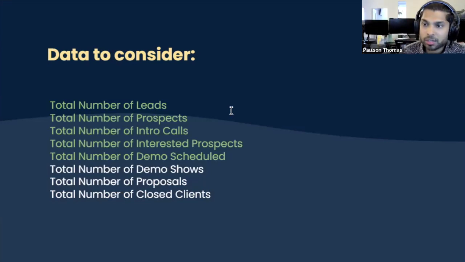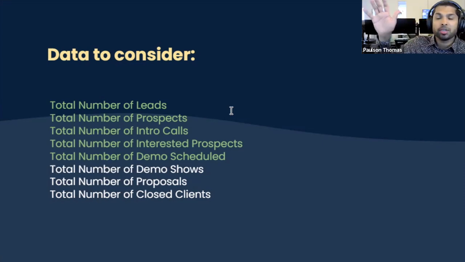Then you have demos scheduled, demo shows and no shows if you want to add another layer, and also number of proposals. Even if you don't send out a proposal, even if that's not part of your process, you need to be able to measure how many people said yes to you. That's what I mean by number of proposals. You may not actively send out a proposal, but if five people said yes to you, those are five proposals that have said yes to everything, even if they haven't made the decision to close. Then obviously number of closed clients.